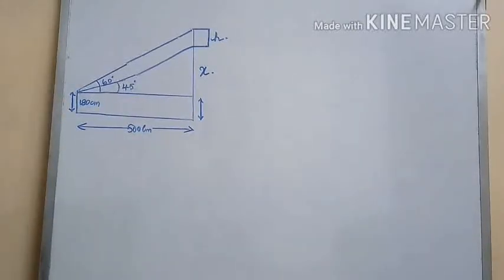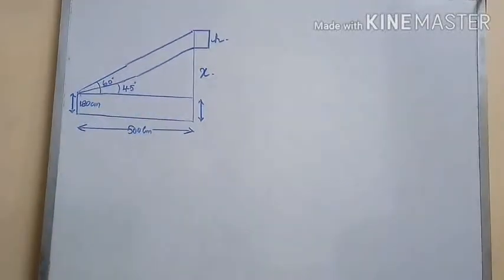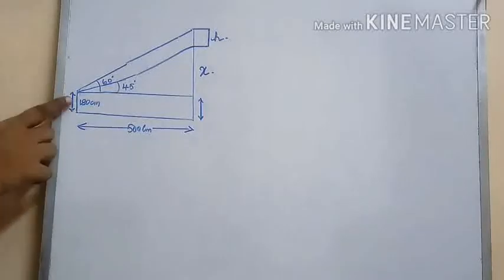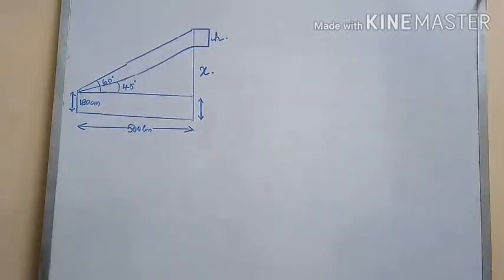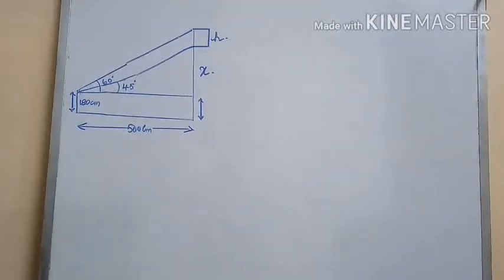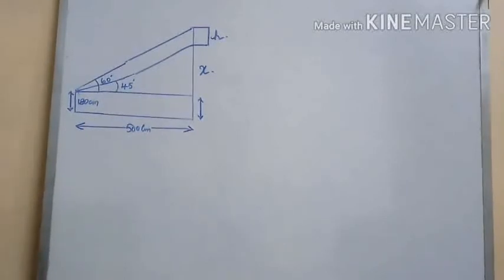Here this is the height of the man, which is given to be 180 centimeters, and this is the window, which is of height h, and it is x meters from the ground. So given that the man is 5 meters away from the wall, which can be taken in centimeters, which is 500 centimeters. And the total height is h plus x.